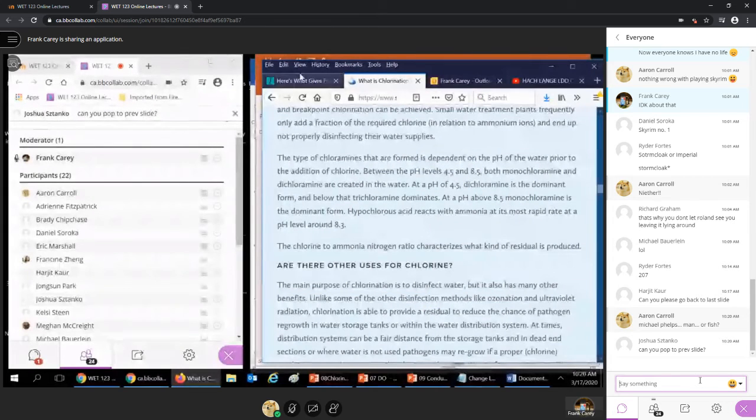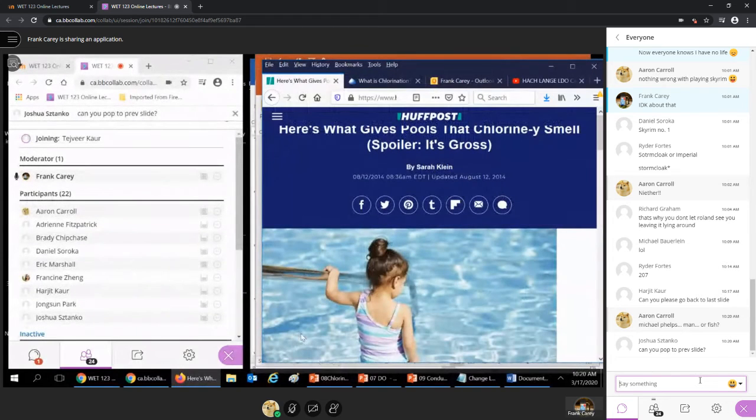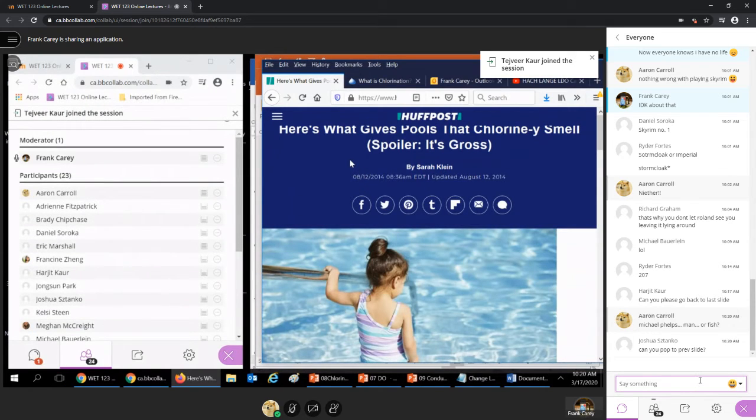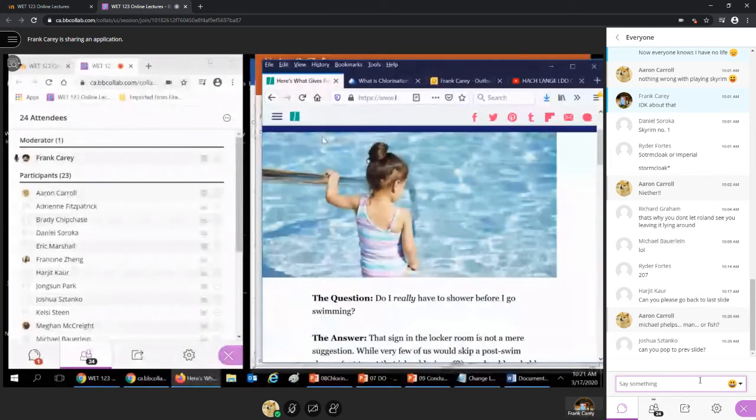This is the article here. What gives pools that chloriney smell? And everybody knows the spoiler alert. In fact, it's right there. It's all those great little kids peeing in the pool. And it's not just that. I discovered, and here's a pro tip for you.